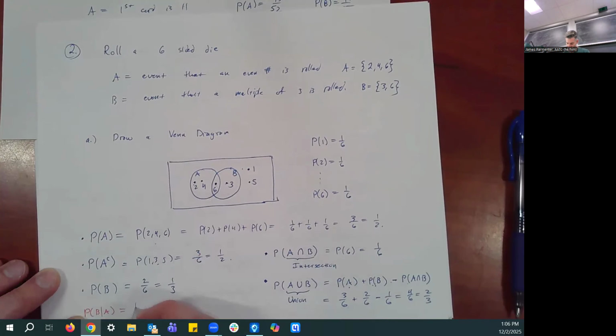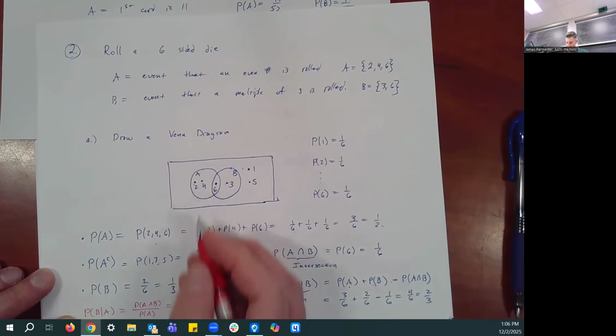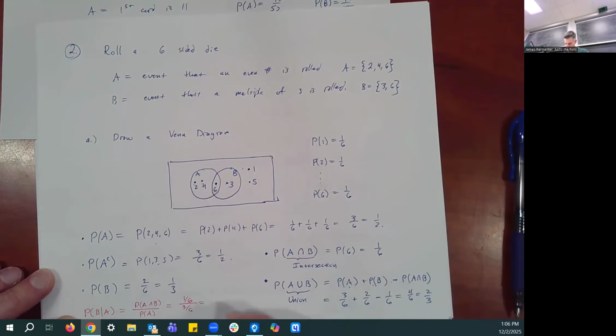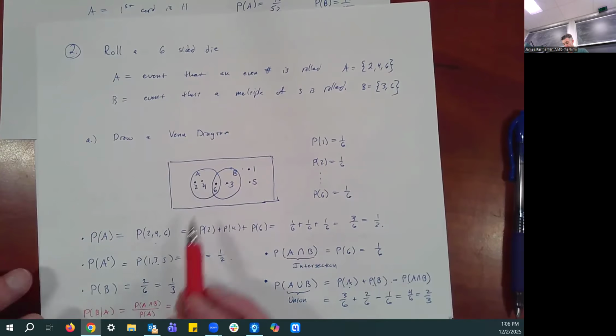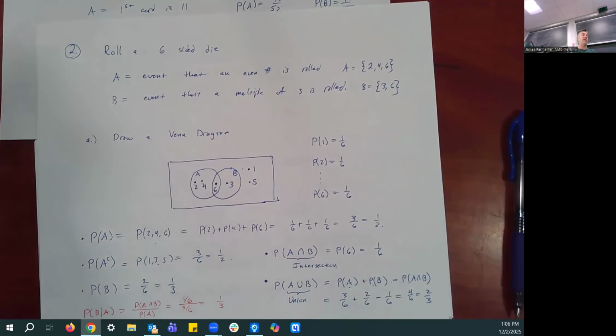So it's going to be the probability of A intersect B divided by the probability of A. Well, the probability of A intersect B, I think it's on this page, is 1 out of 6. The probability of A is 3 out of 6. It's exactly 1/3. Which it is, right? Because looking at this, if you knew that a 2, a 4, or a 6 was rolled, the probability of a 6 being rolled, that B happens, is exactly 1 out of those 3 possibilities.